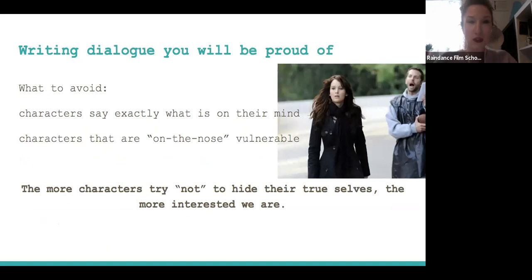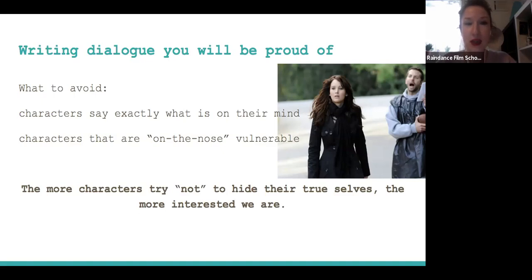In order to write dialogue you will be proud of, there are things you absolutely need to avoid. And I think the most obvious one is that the characters should never say exactly what is on their mind, unless it is a film about someone who can't lie, or who always has to say the blunt truth. Otherwise, people just don't do that.